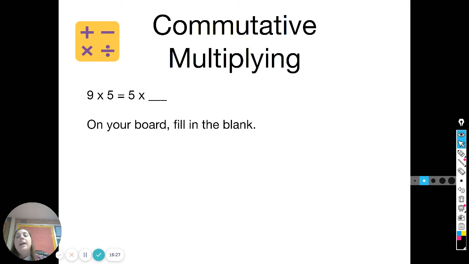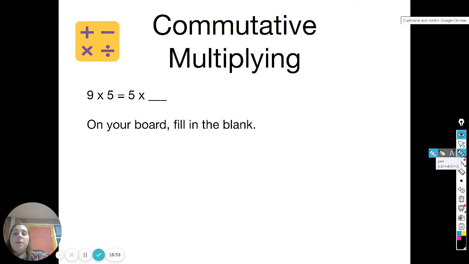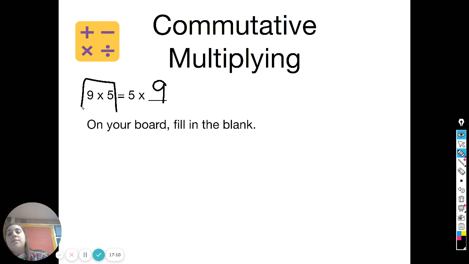And here's another one for you. 9 times 5 equals 5 times blank. Go ahead and fill that in on your board. So this one might have come to you a little bit faster, right? We have 9 and 5. We're just going to take it and flip it. So then the 5 comes first and the 9 comes last. So 9 times 5 equals 5 times 9. So all we're saying is that the equation of 9 times 5 is the same as the equation of 5 times 9 because they will both have the same answer.